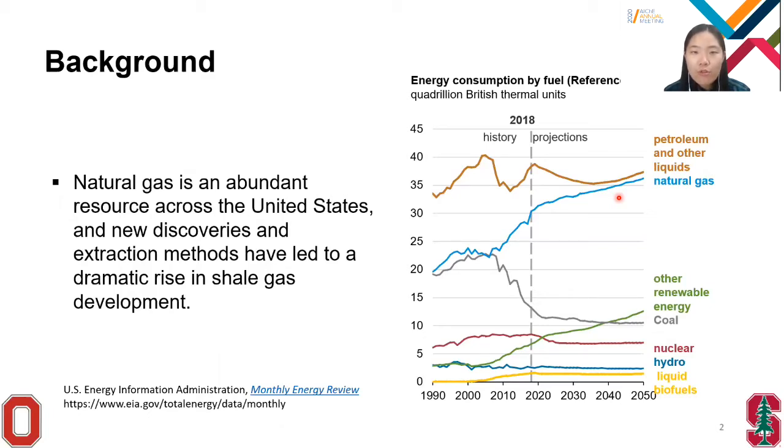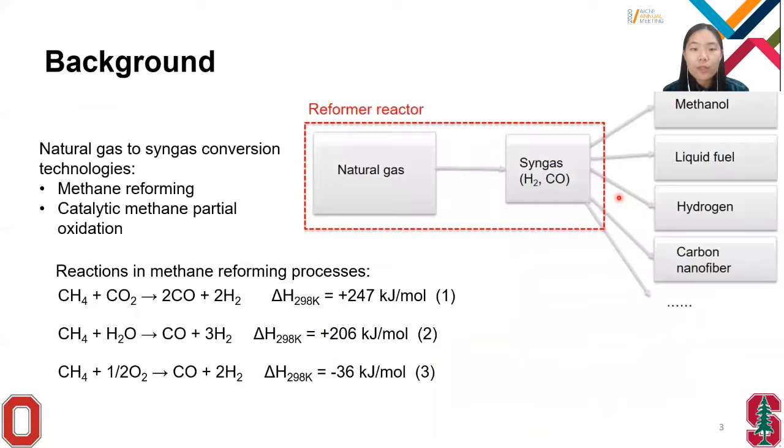So for now, to convert methane to chemicals in industry, we use the gas-to-liquid process. In the most widely used conversion pathways from natural gas to industry products, the process will go through an intermediate, the syngas, which is a mixture of mainly H2 and CO. The syngas can be converted to valuable chemicals, such as methanol, liquid fuels, hydrogen, and carbon nanofiber, etc.